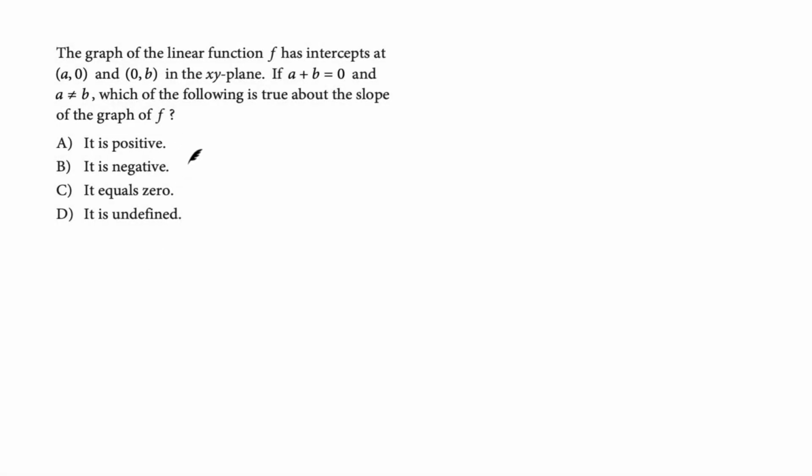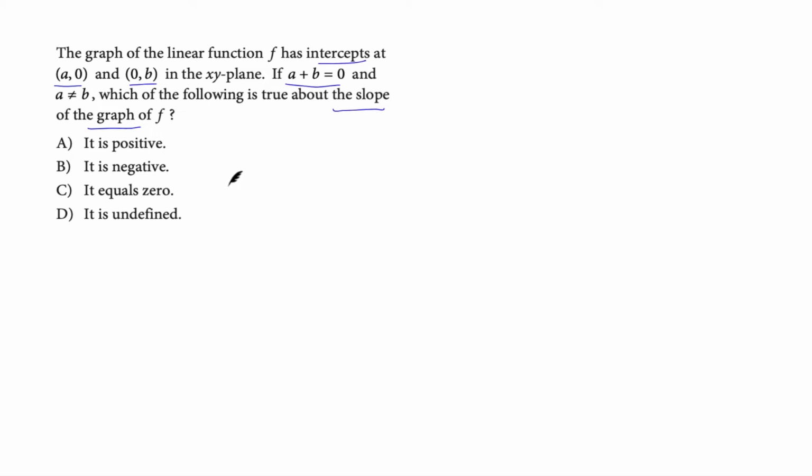This question looks a little better than the previous ones. Let's have a look. The graph of the linear function f has intercepts at a, 0 and 0, b in the xy plane. If a plus b equals 0 and a is not equal to b, which of the following is true about the slope of the graph of f? It is positive, negative, equals 0 and undefined.